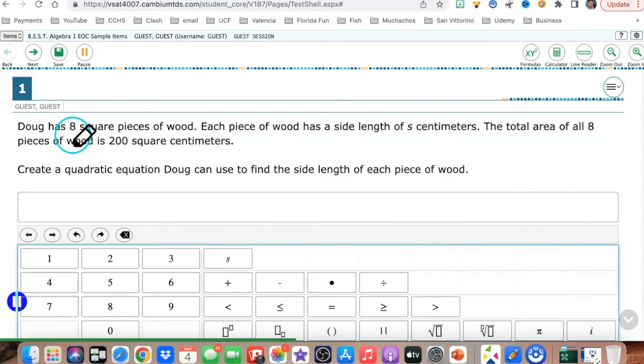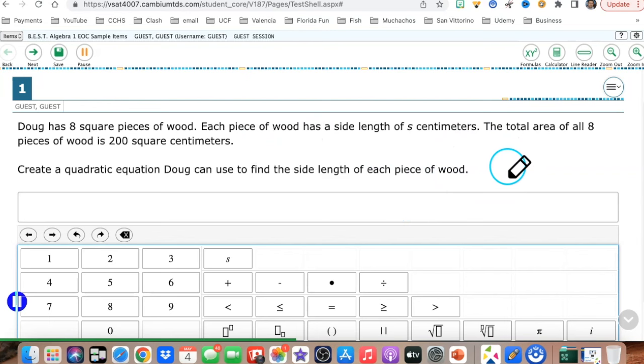First problem: Dog has 8 square pieces of wood. Each piece of wood has a side length of s centimeters. The total area of all 8 pieces is 200 square centimeters. Create a quadratic equation Dog can use to find the side length of each piece of wood.